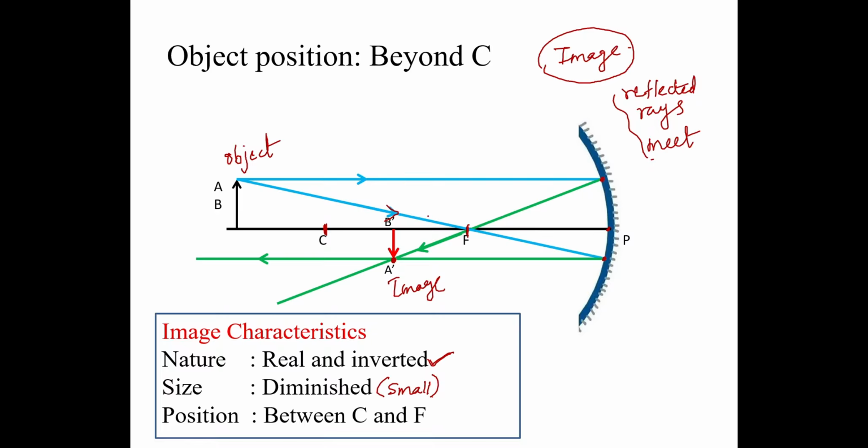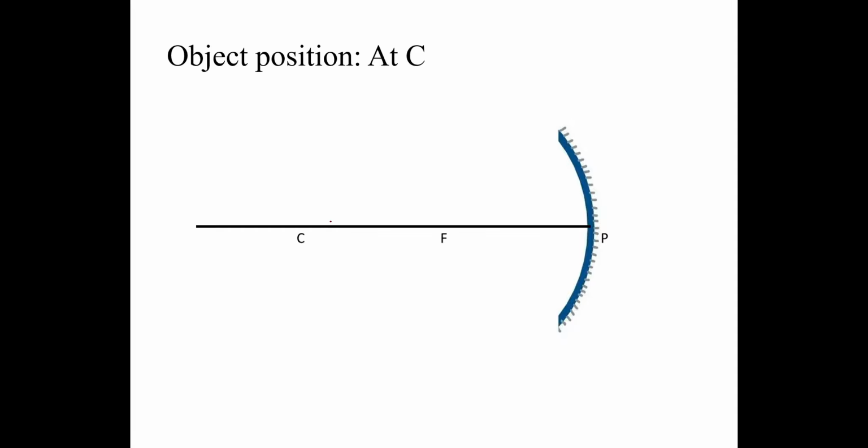Now the next object position: we are moving the object closer to the mirror. It was beyond C, and now I am moving the object closer to the mirror. The next position is at C. Again you have to draw the mirror, draw the principal axis, and label all the points. You have to label C, F and P. And don't forget the distance between the points must be equal. From F to P and F to C, the distance must be equal. If you take this as 1 centimeter, take this also as 1 centimeter. So equal measurements. Now I am placing my object at C.